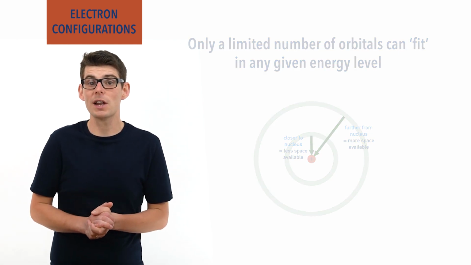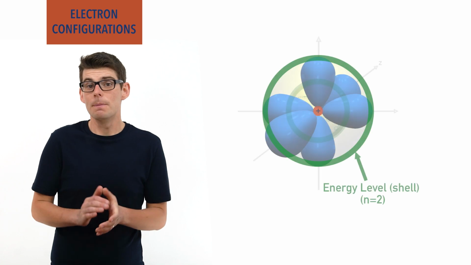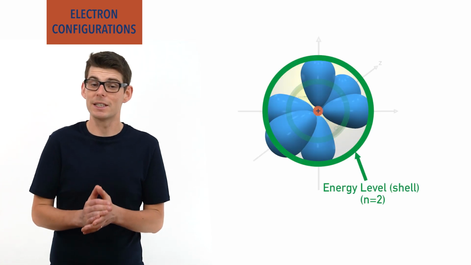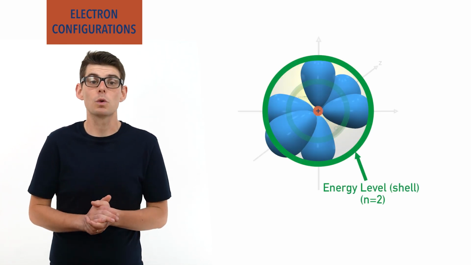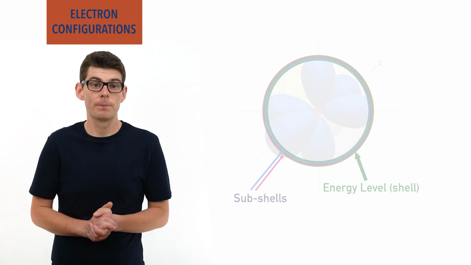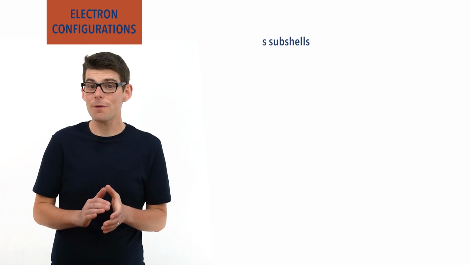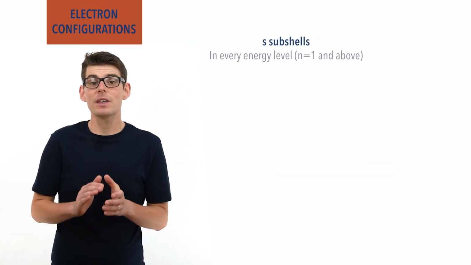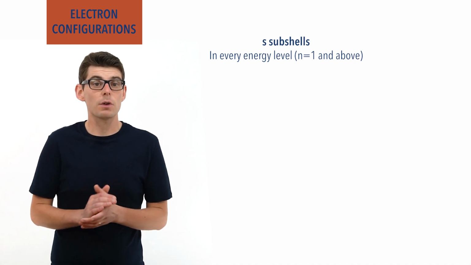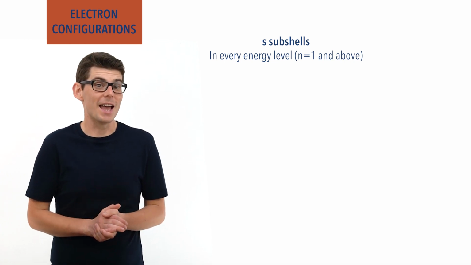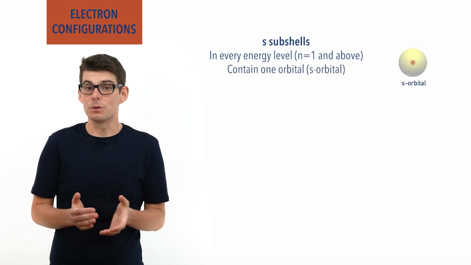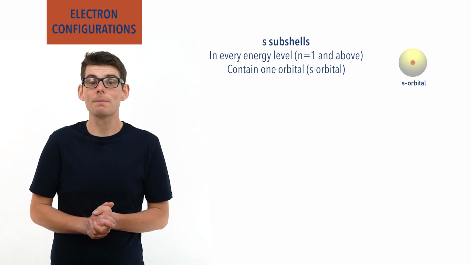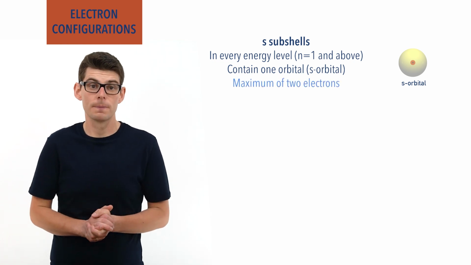Orbitals in a given energy level can have different shapes, meaning they can also have slightly different energies and belong to what are called subshells. S subshells are found in every energy level in an atom, and they contain only one spherical shaped orbital that is called an s orbital. As a result, an s subshell can hold a maximum of 2 electrons.